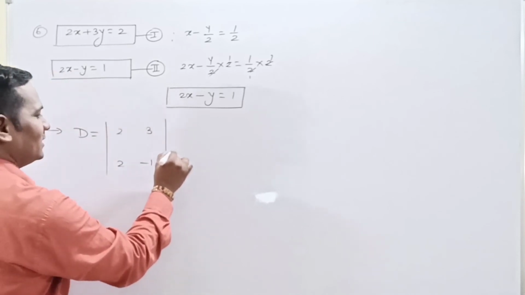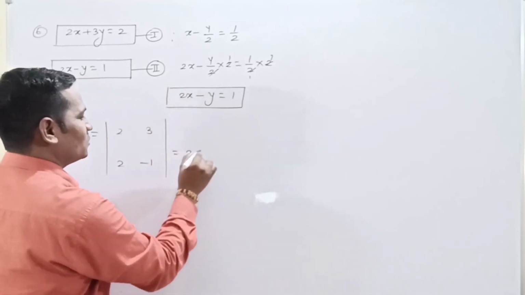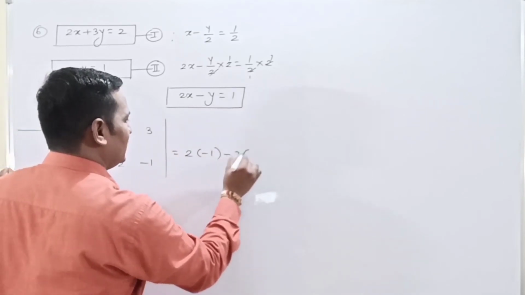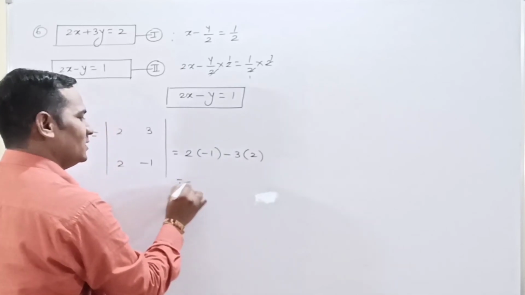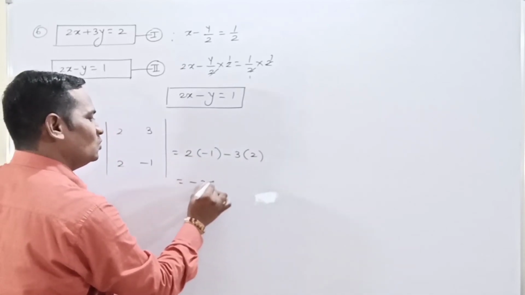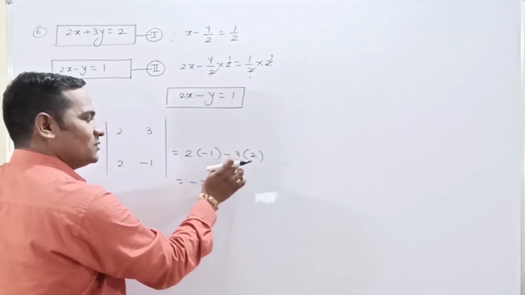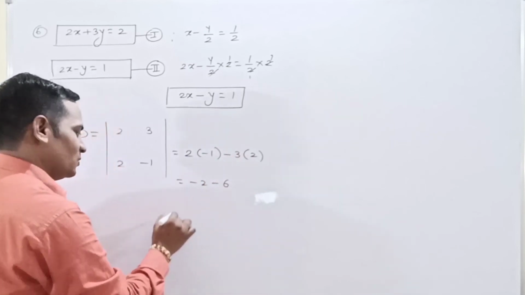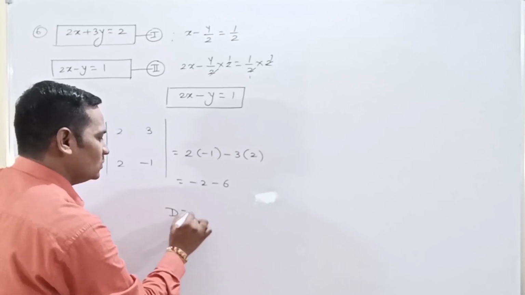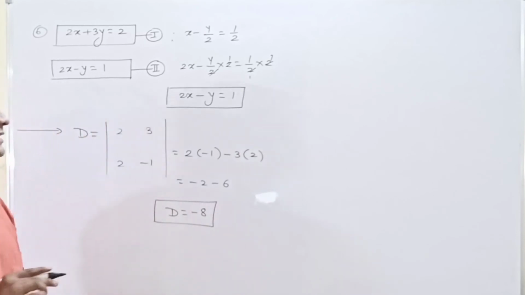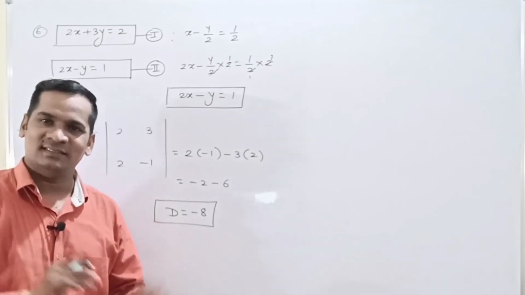By cross multiplication, this will be 2 into minus 1 minus 3 into 2. Here 2 ones are 2, so minus 2, and minus 3 twos are 6, so D is equal to minus 8. Here we got the value of D: D is equal to minus 8.